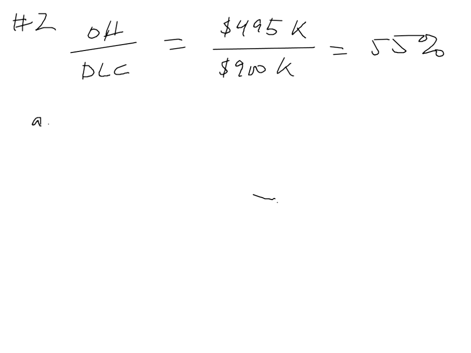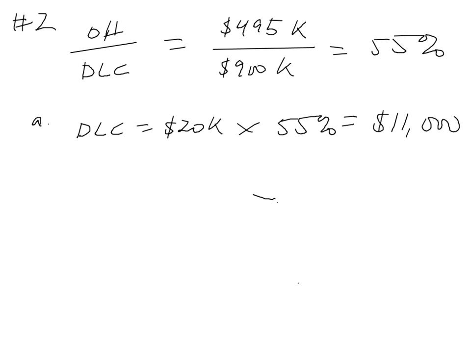All right, so for A, it says that job 301, its actual direct labor cost was $20,000. So we're going to multiply that by 55%, and we get $11,000. Okay, and then for job 302, it's $30,000, and for job 303 it's $22,000. All right, so you guys do the math on this, multiply it by 55%, and fill in the rest of part A on your own.